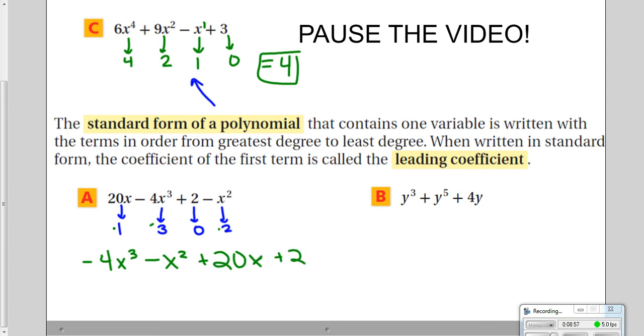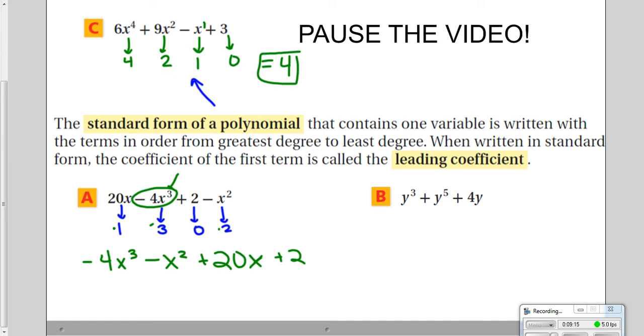So I have now written that in standard form so that it starts with the greatest degree and decreases from there. One thing I want to highlight is that, for example, the greatest degree was the third one right here, right? But I included that minus in front of it. Okay, you want to make sure you include the sign that comes directly in front of it.